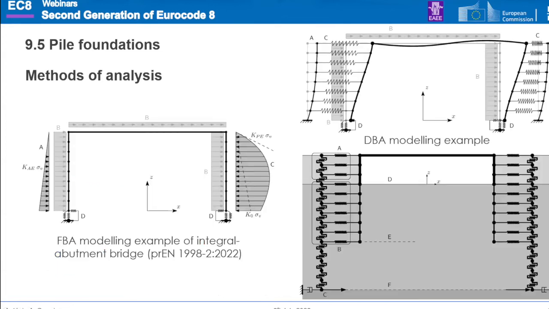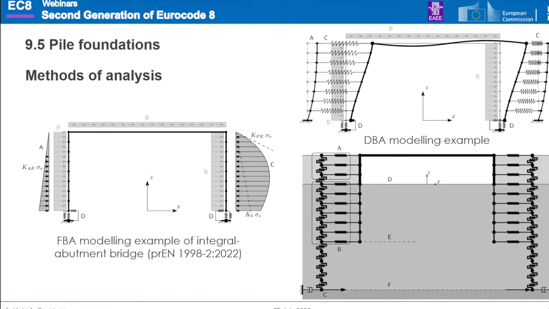So some small examples are given for an integral abutment bridge in part 2 for bridges, but which are considering the soil. So we have the integral abutment bridge here. This is the structure with the supporting conditions corresponding to the pile, which extends to the ground. And this is a modeling example in the force-based approach, where we would have the earth impulses, the inertia forces, and so on and so forth, and with the foundation impedances being considered.